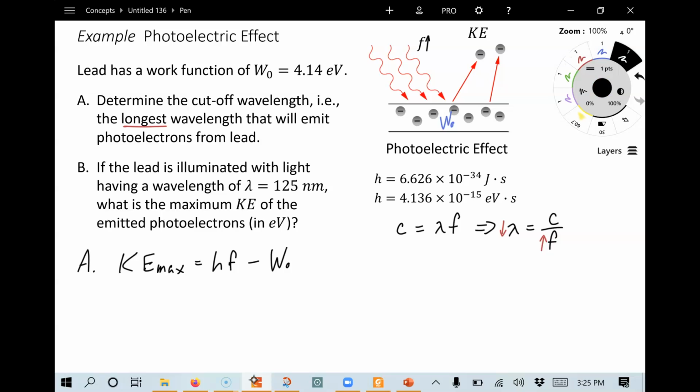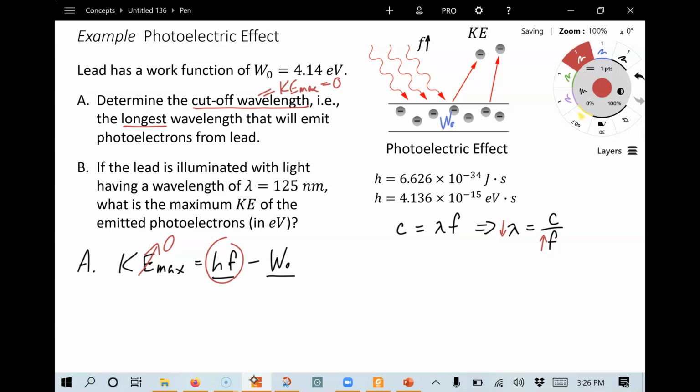Well, that means that hf, this term here, is just going to be barely enough to equal the work function. W0 is the energy it takes to knock an electron out of the metal. Think of it like a potential energy the electron has in the metal. You have to give it enough energy to escape the metal. And the cutoff wavelength, as described here, basically means KE max equals 0. In other words, there is just enough energy in the photon for the electron to be booted from the metal, but there's nothing remaining to go into kinetic energy. It's going to come out of the metal, but just be at rest.